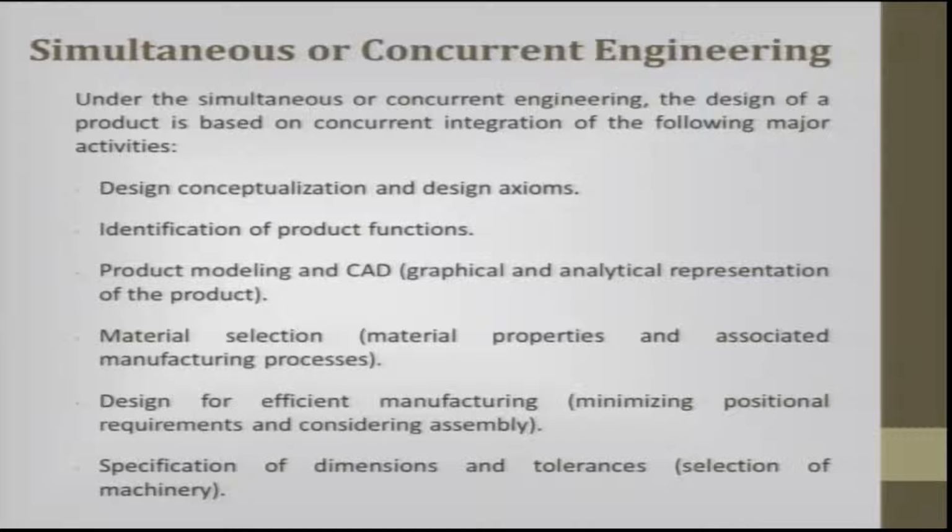So, the design of a product is based on concurrent integration of the following major activities. One is design, conceptualization and design axioms. We will see what is axiom later in our course. Then identification of product functions, then product modeling and CAD. The next one is material selection, design for efficient manufacturing, and specification of dimension and tolerance for selecting the proper machines. So, all these people are part of concurrent engineering, or in other words it is called simultaneous engineering.